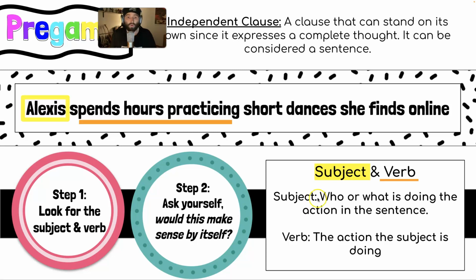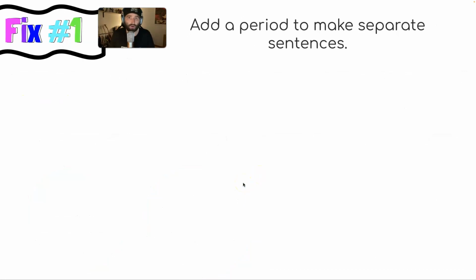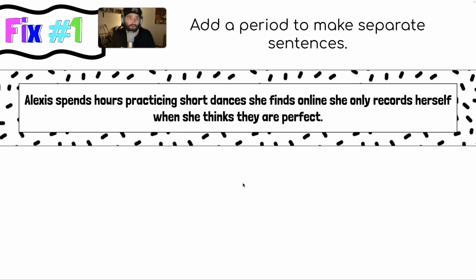Now, what we'll look at is three different ways in which we can fix them if they don't work together. So here, you can add a period and make them separate sentences. And honestly, this is the easiest way. So here you have Alexis spends hours practicing short dances she finds online she only records herself when she thinks they are perfect.